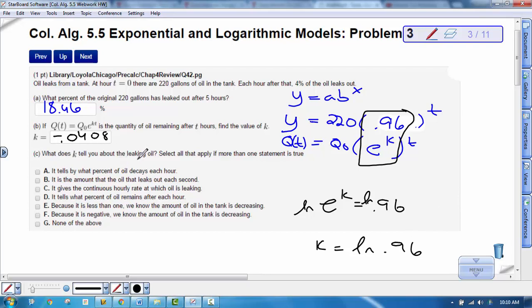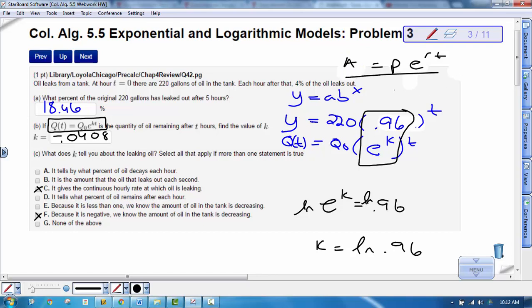And then what does k tell you about leaking the oil? Select all that apply. So C and F, this is a continuous hourly rate. This is the function we're going to use. I have it on the formula sheet as, I believe, y equals a e to the rt, I'm sorry, P equals P e to the rt.